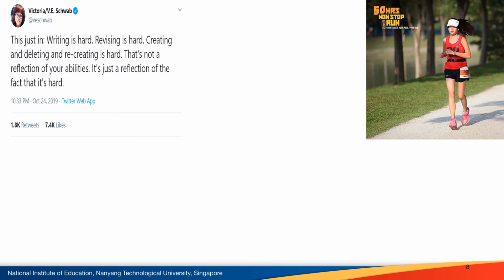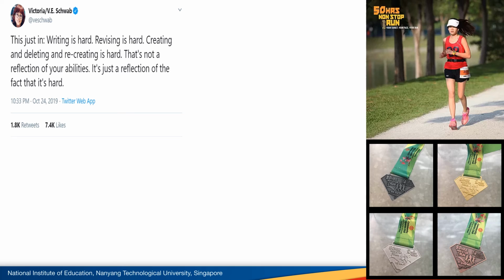The same phenomenon is observed in runners striving to achieve in a race. Here in the annual 50 hours non-stop run at Bedok Reservoir, the runners compete only against themselves to achieve up to 4 finisher medals. A finisher medal is given on completion of different distances. 21.5 kilometers, which is 5 rounds round the reservoir, 43 kilometers, 64.5, and 86 kilometers. The training for such long distance run is tough and not necessarily fun. But these runners keep at it each day to reach their goal they set for themselves.